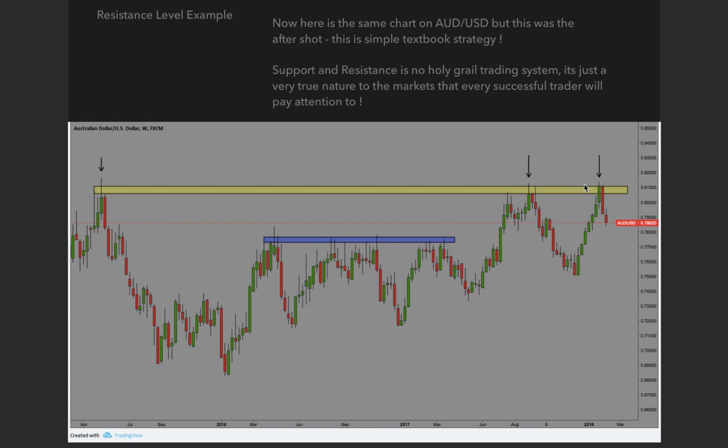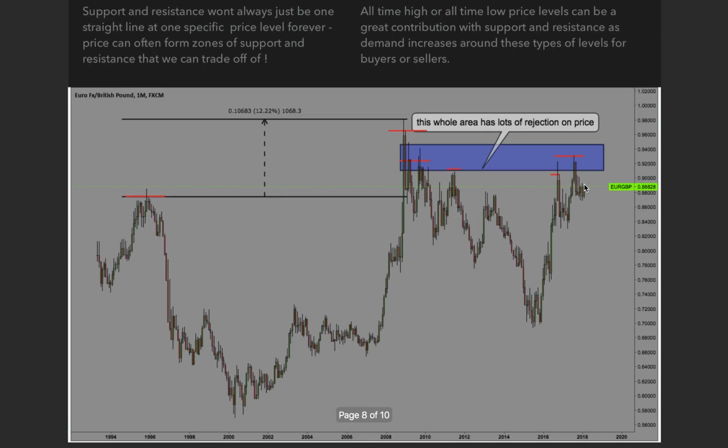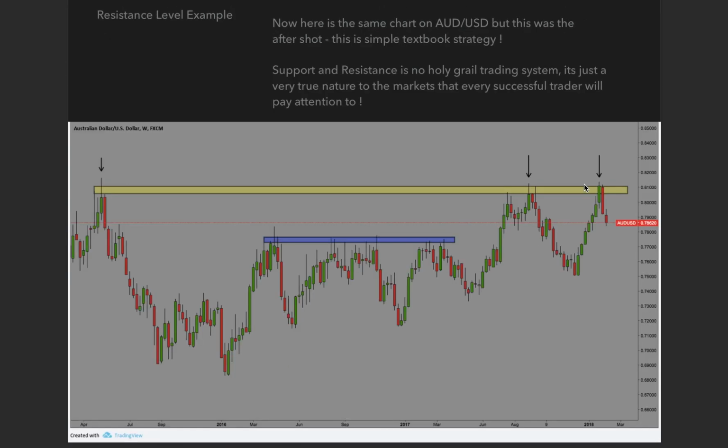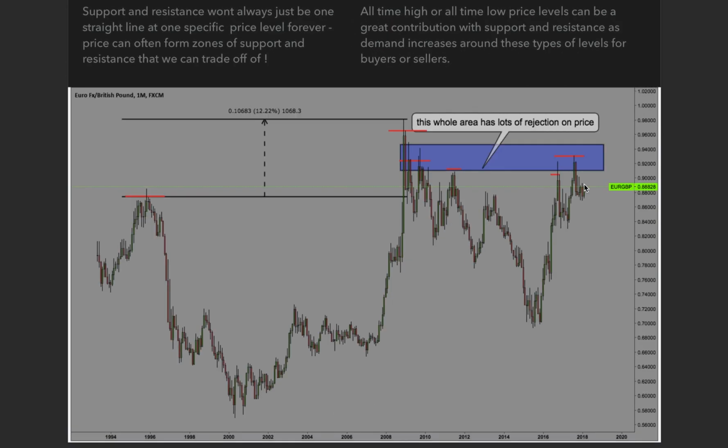One more thing I want to talk about with support and resistance. One last thing I want to introduce to you guys is all-time highs and all-time lows. Say that with me: all-time highs, all-time lows. Say it a couple of times because that terminology might be new to some of you guys. All-time highs, we're looking at all-time highs on this chart right here.